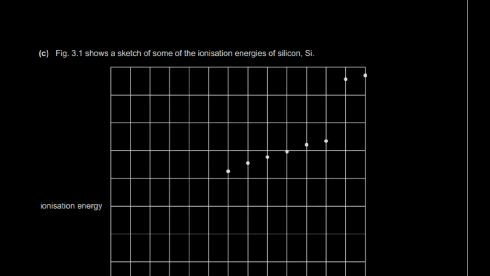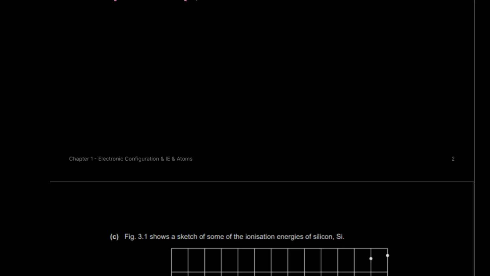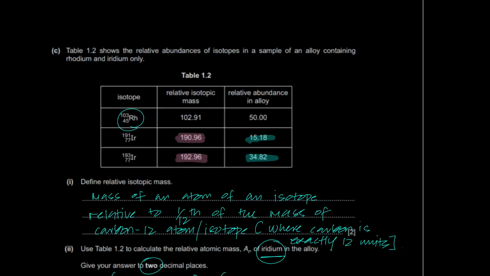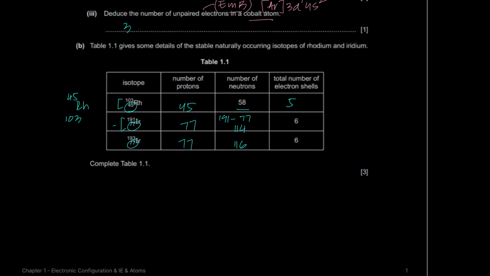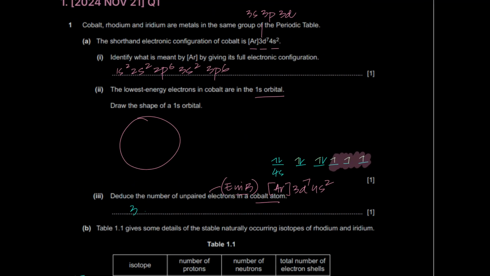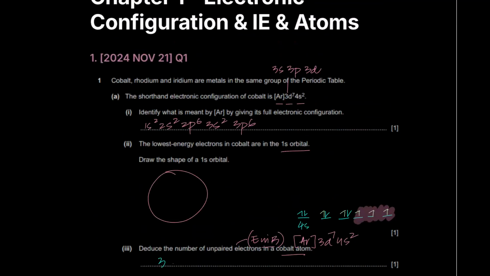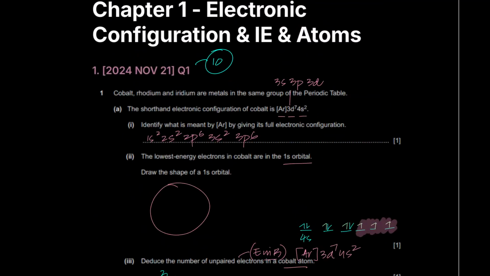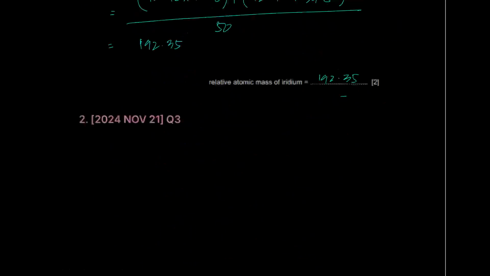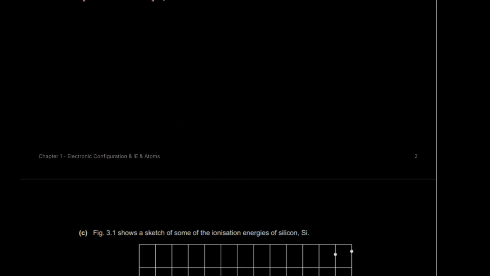Next, figure 3.1. So how many marks did we get? 2 and 4. And then 4 plus 3, that's 7, 8, 9, 10. We got 10 marks. Literally 10 out of 10, just from one chapter. Easy stuff. Question number 2.